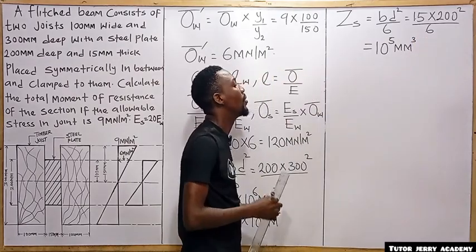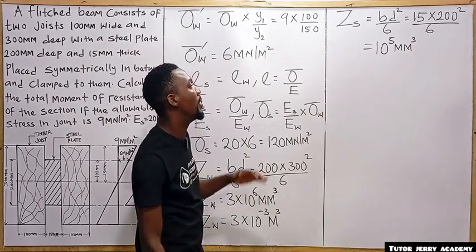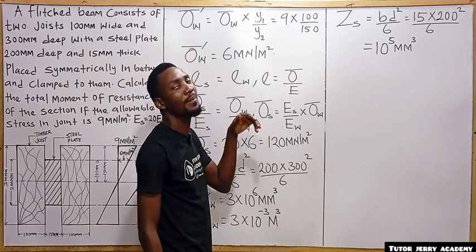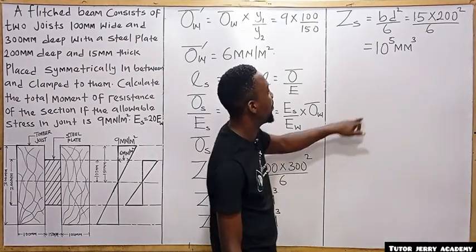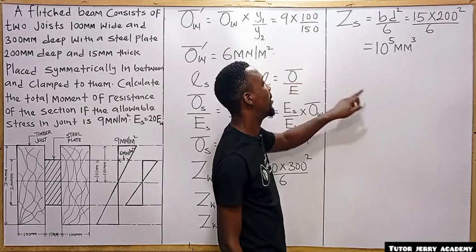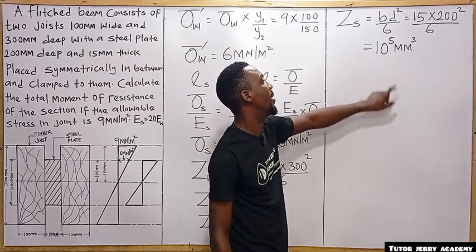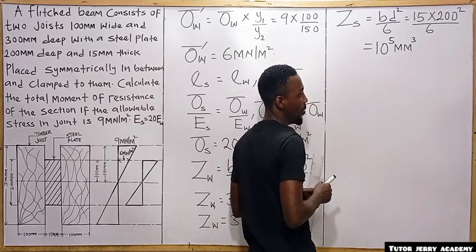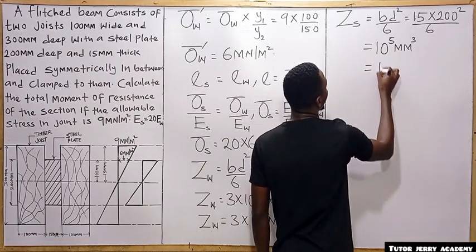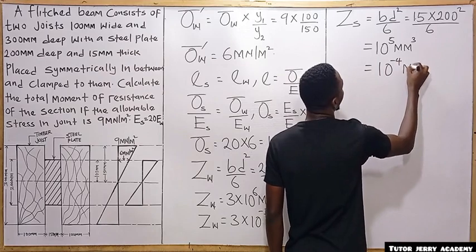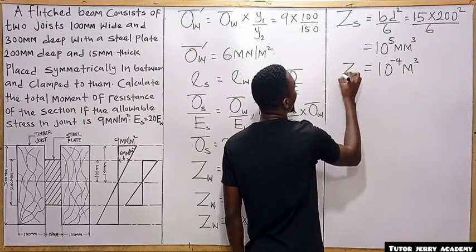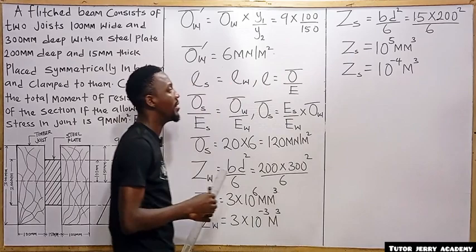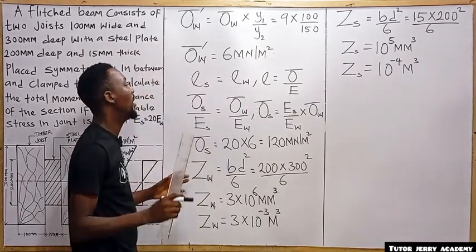If we want to take this to be in meters, we divide by 10 to the power of 9, that is 10 to the power of 3 all cubed. So that is 3 multiplied by 3, that is 9. 5 minus 9, that is negative 4, right? So this is going to be 10 to the power of negative 4 m cubed. So this is going to be the section modulus of our steel. So now that we have this, we can go for the question.